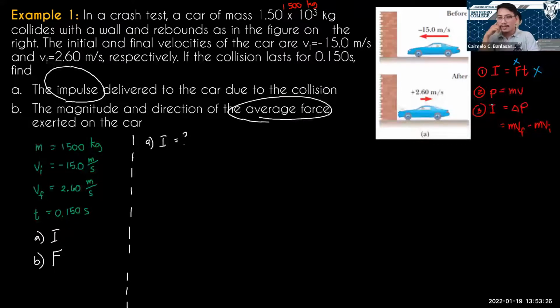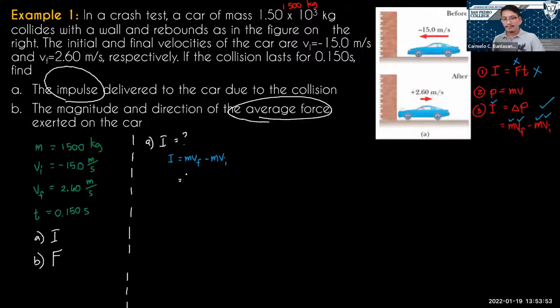How about equation number 3? Meron tayong impulse sa equation number 3. Do we have mass? Yes. Do we have final velocity? Yes. Mass? Yes. Initial velocity? Yes. So that means we will use equation number 3. And that is impulse is equal to mvf minus mvi. Good?